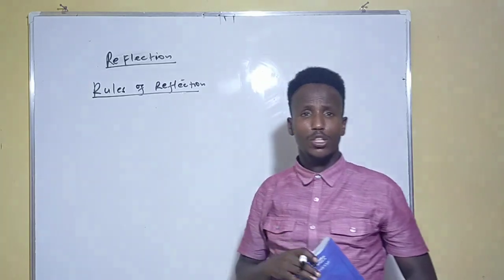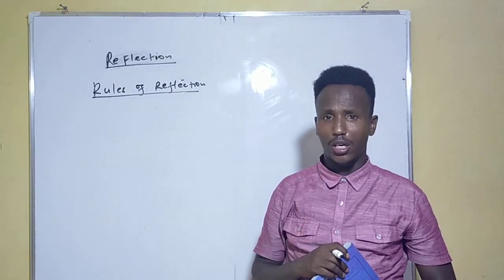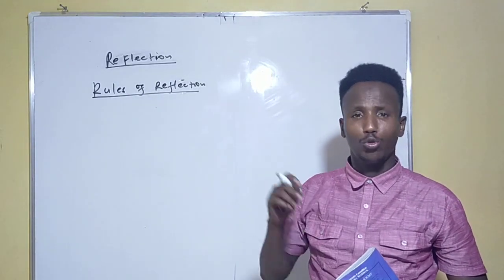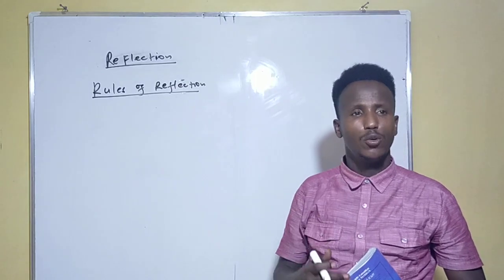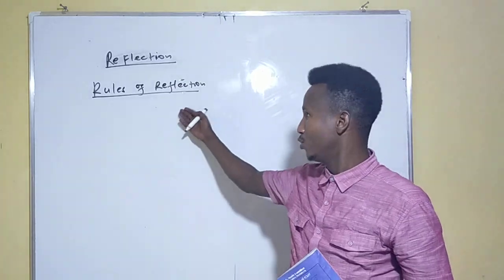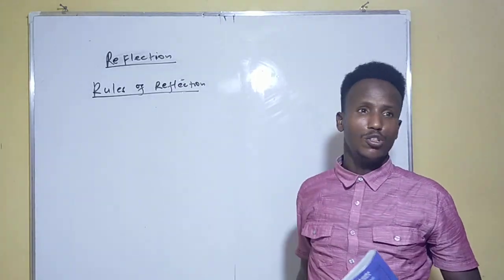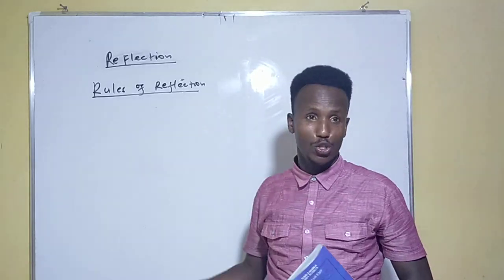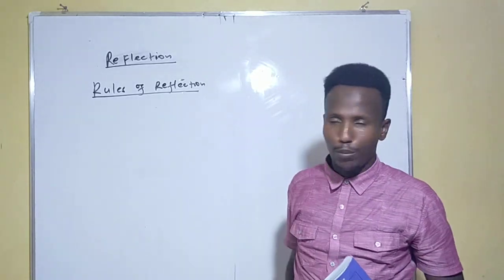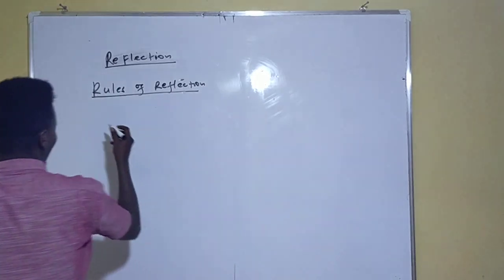Okay, reflection has 6 rules. We have rule number 1 up to rule number 6. For tonight's class we are going to discuss the rules of reflection. Rule number 1. Let's go to rule number 1.